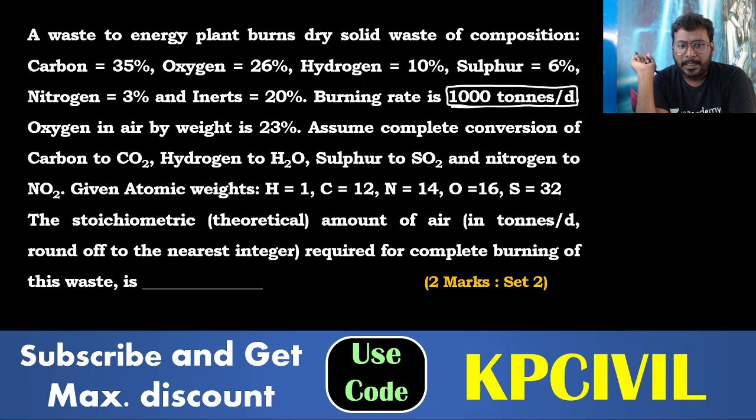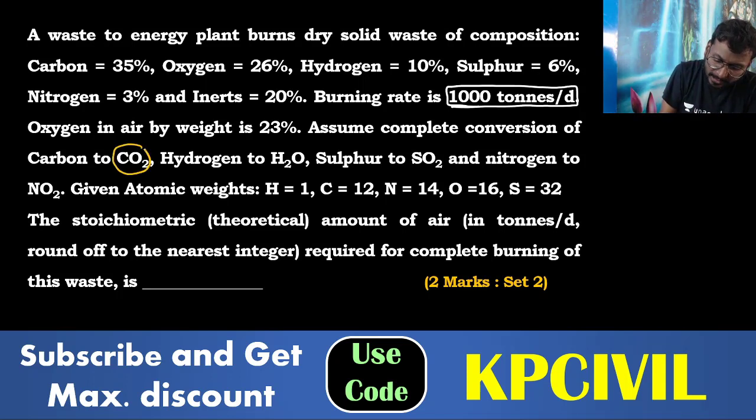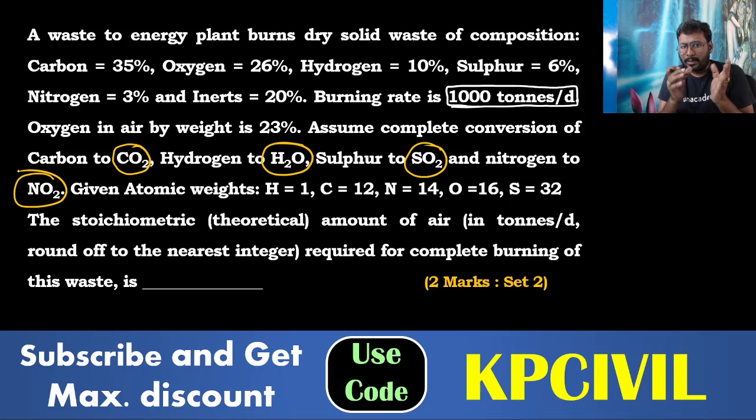Good. Assume complete conversion of carbon to carbon dioxide, hydrogen to water, sulfur to sulfur dioxide, nitrogen to NO2. So all are taking oxygen and being converted. Atomic weights: hydrogen 1, carbon 12, nitrogen 14, oxygen 16, sulfur 32. The stoichiometric amount means the theoretical amount of air in tons required for complete burning of waste.